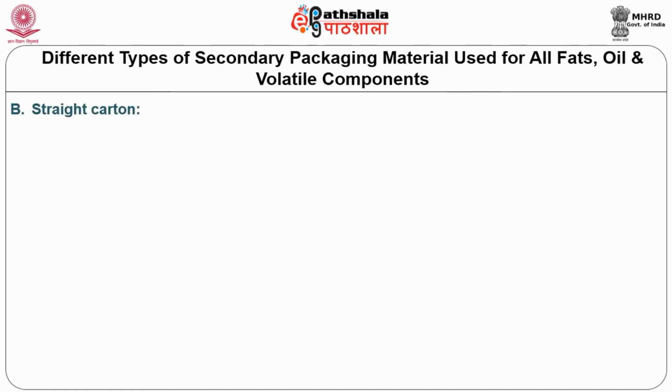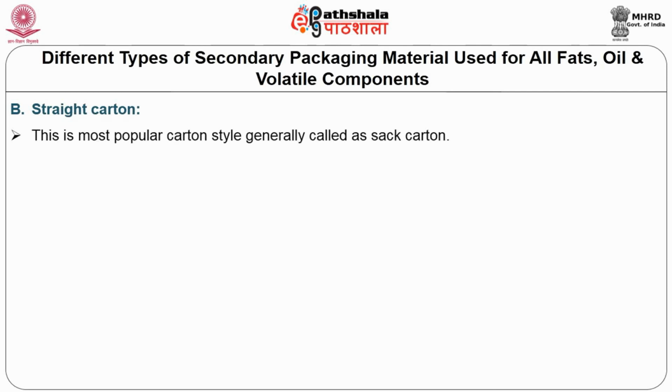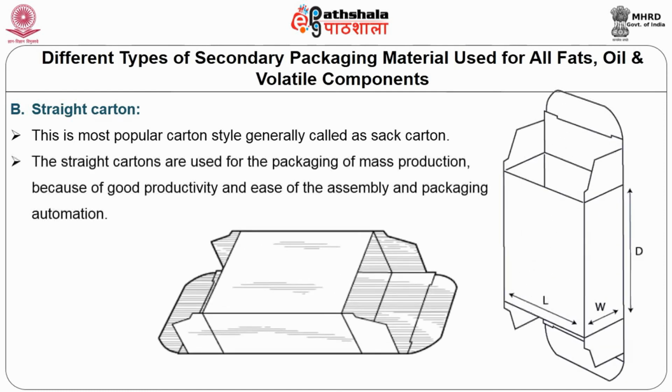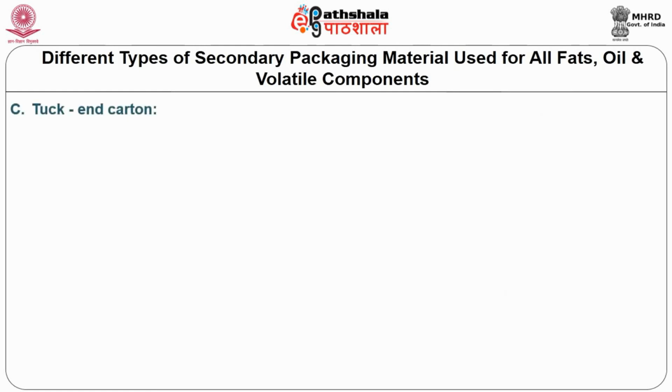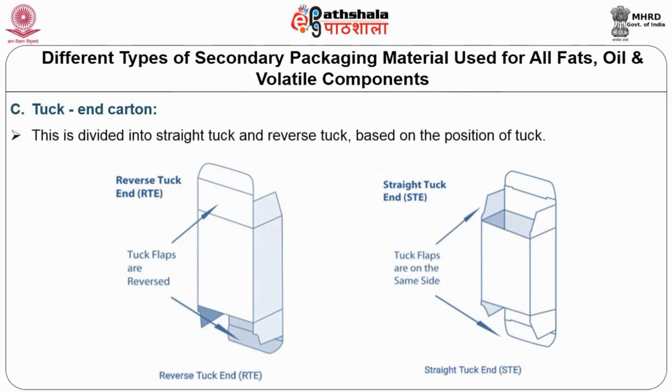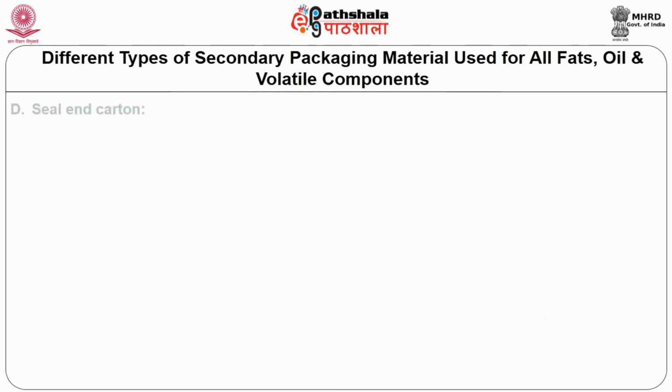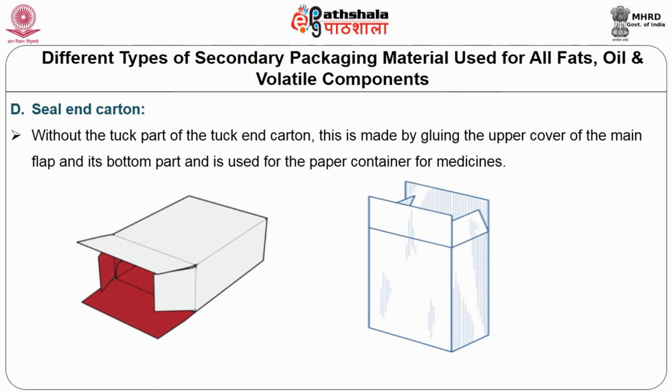The second one is straight carton. This is most popular carton style, generally called as sack carton. These straight cartons are used for the packaging of mass production because of good productivity, ease of assembly and packaging automation. Next type is tuck-in carton. This is divided into straight tuck and reverse tuck based on the position of tuck. Without tuck part of the tuck-in carton, this is made by gluing the upper cover of the main flap and its bottom part is used for the paper container for medicines.